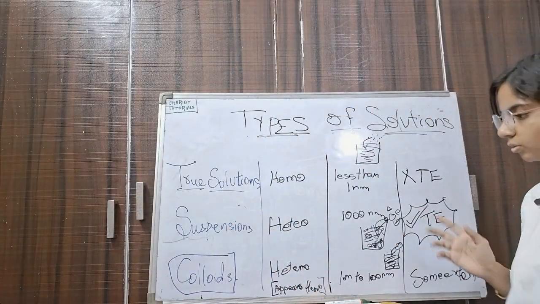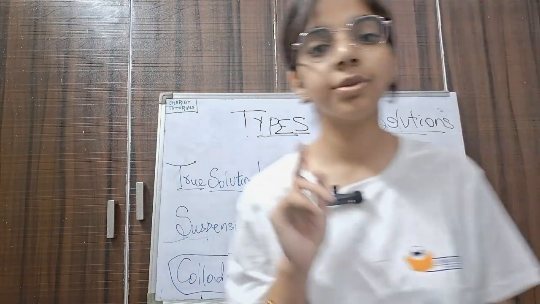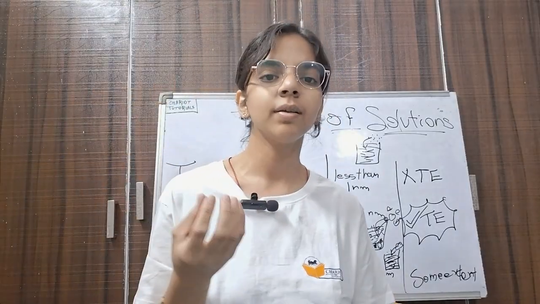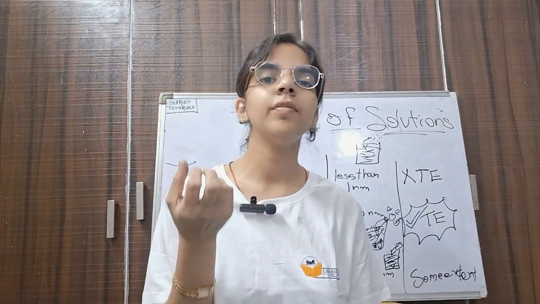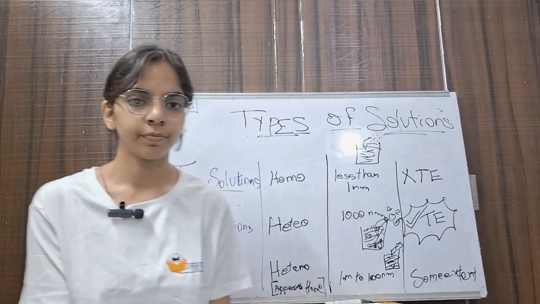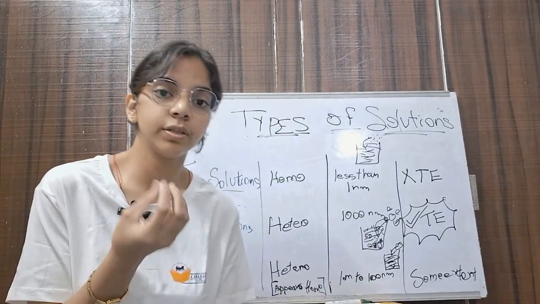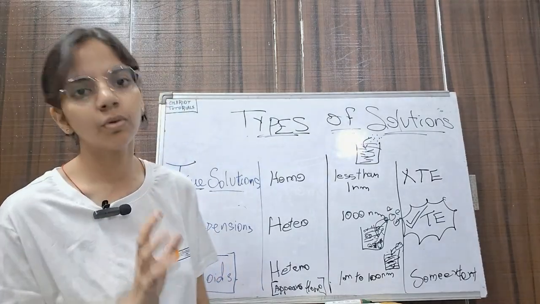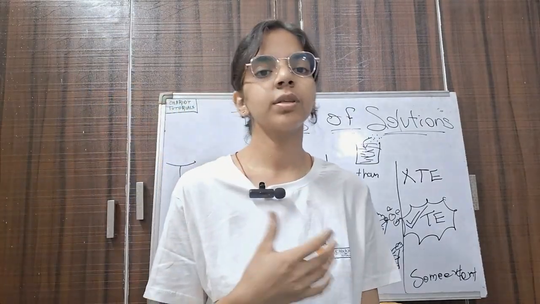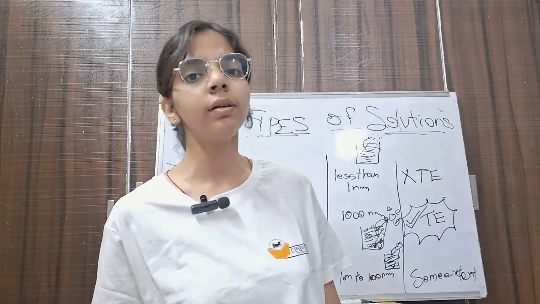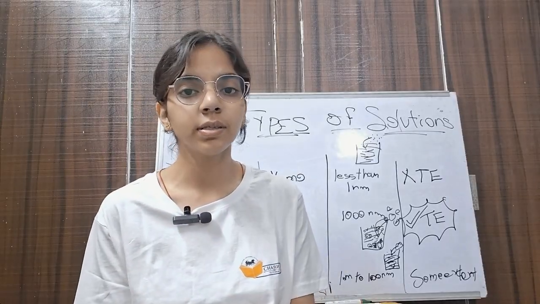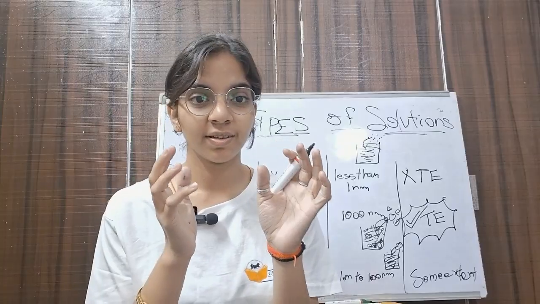solution, suspension and colloid. Now, one more important thing about suspension is, when you centrifuge a suspension, the particles will very gradually settle down at the bottom, and you can see these particles with your naked eyes. Now what happens in colloid? In colloids also, when you centrifuge it, it will eventually settle down at the bottom, but you can't see the particles with your naked eyes, right?